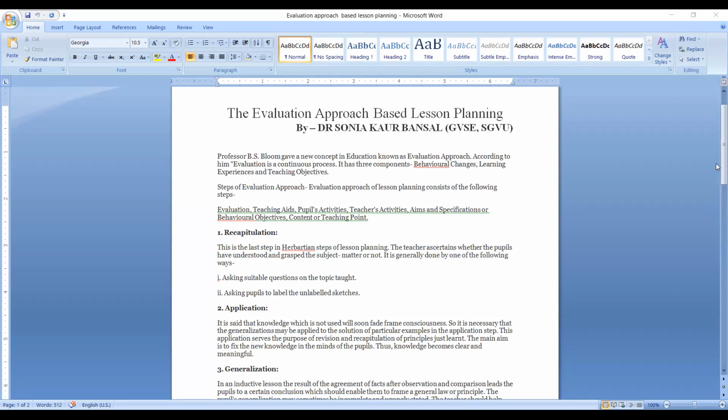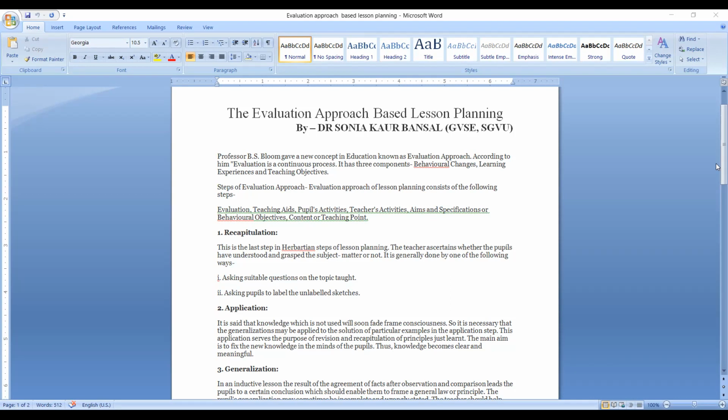So students, it's about the evaluation-based approach. I have shared it so that you can also see it when I'm reading it, so you can read it simultaneously and understand it. When we discussed the Herbartian lesson plan, we saw 5 steps there. Now it's about the evaluation-based approach lesson plan, and definitely, students, we are talking about an evaluation which takes place after the content has been taught.